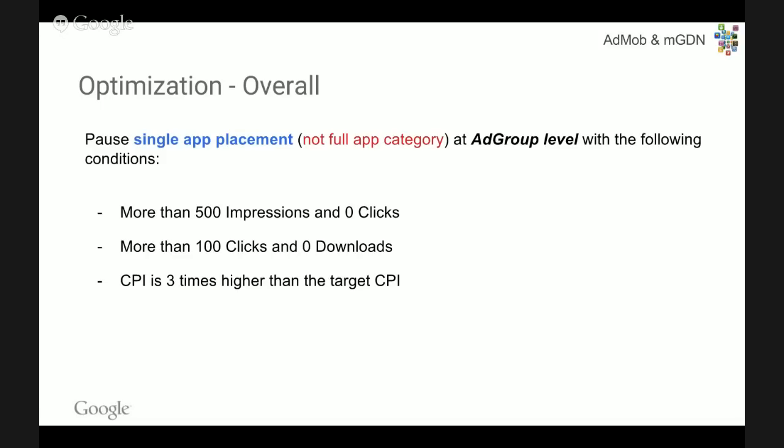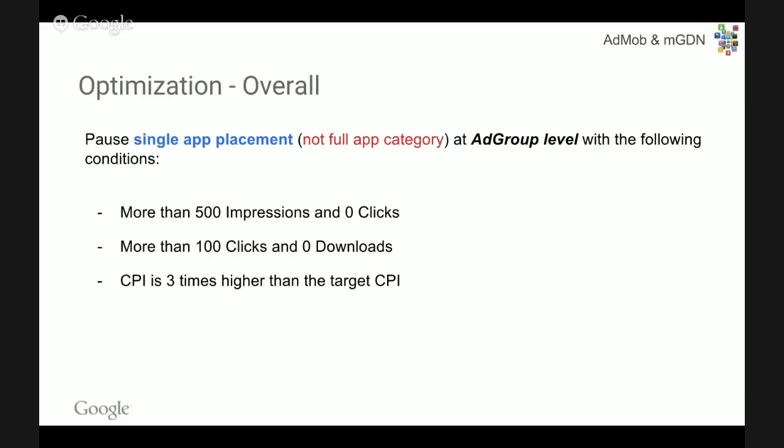Move on to manual optimization. Remember, go to display network and see details, all, and how we can optimize. My first suggestion is go to ad group level, don't go to campaign level, and download the report. For me, the key metrics are: if a placement has more than 500 impressions and 0 clicks, pause at group level.